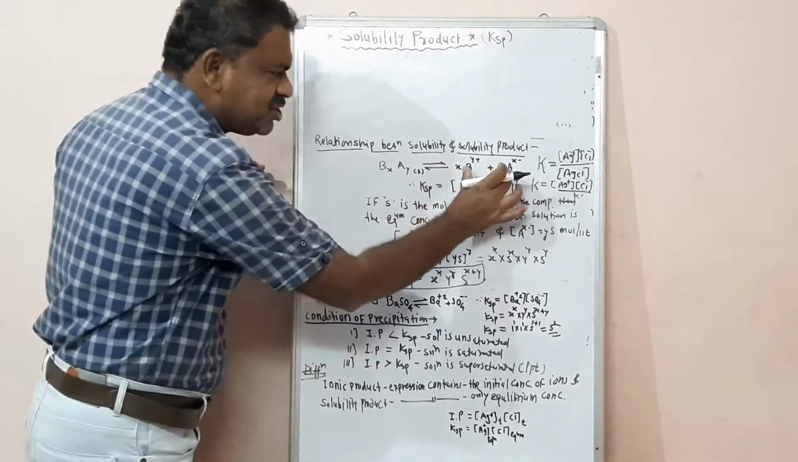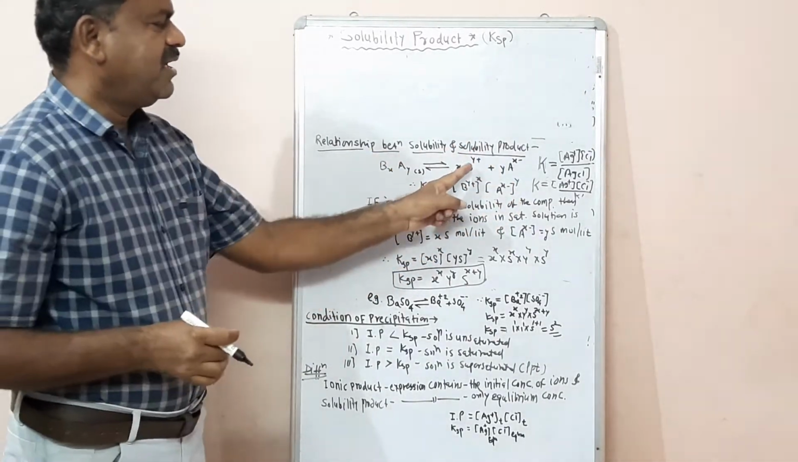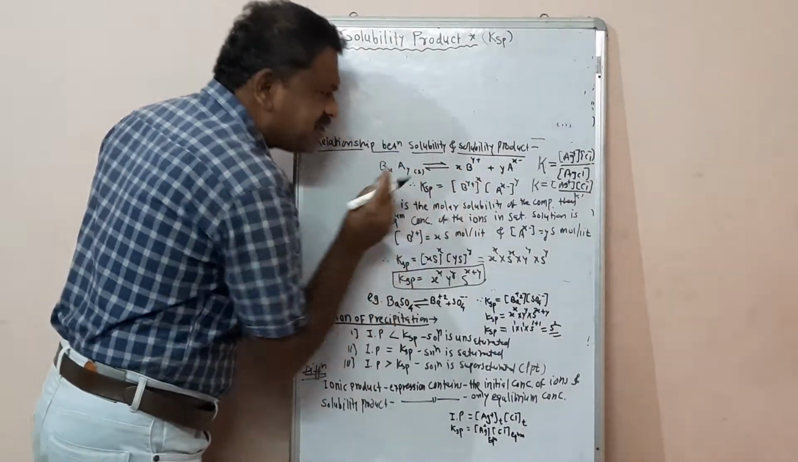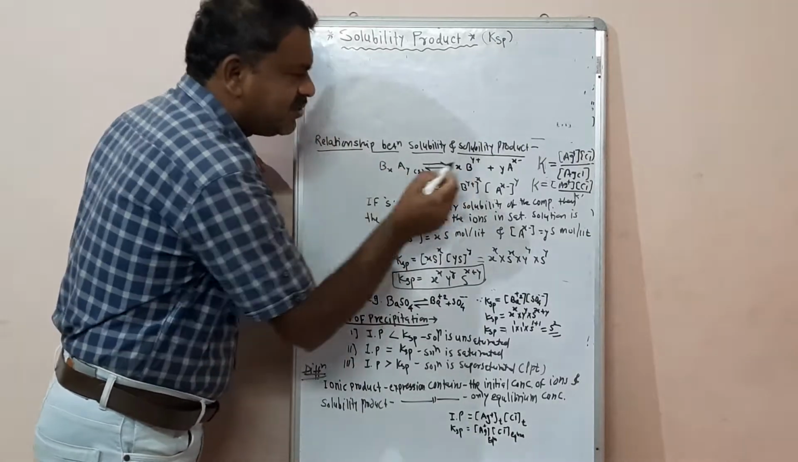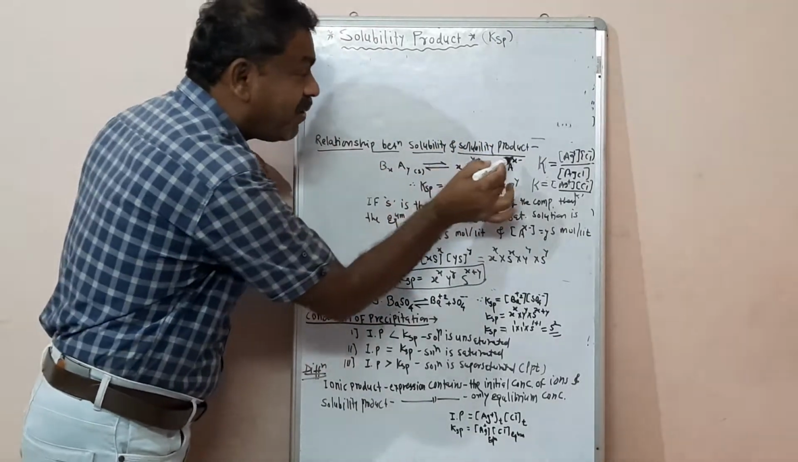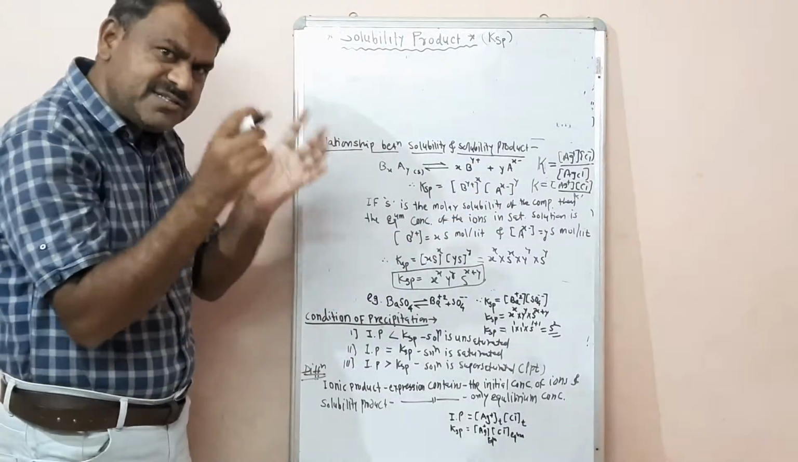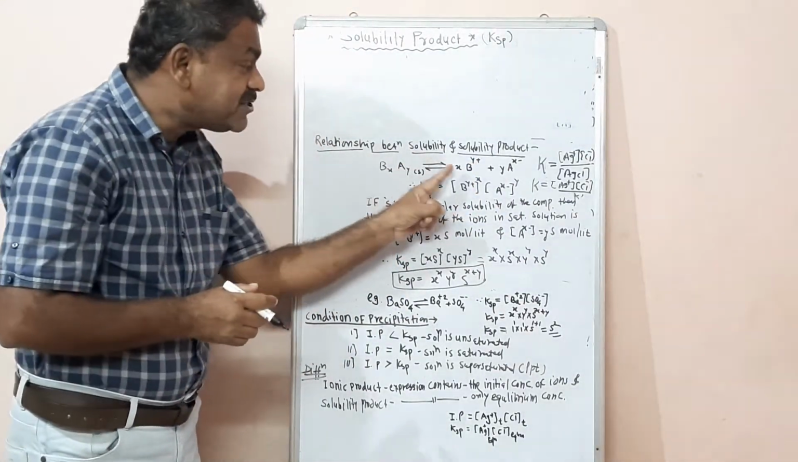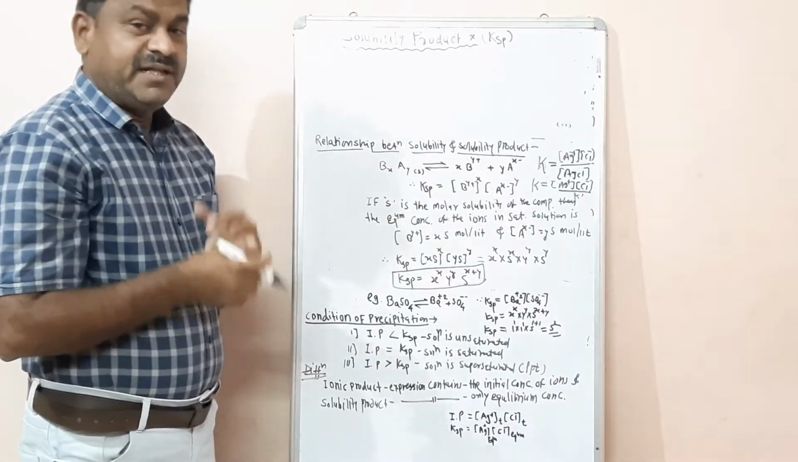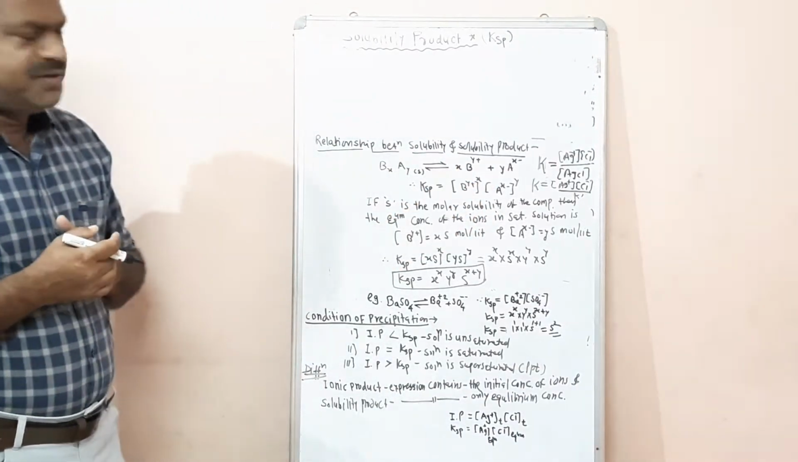The product is this one, B^y+ and A^x-. These are the coefficients, and there are the powers: B^y+ raised to x and A^x- raised to y. These are the powers raised to the molar concentration of this product. That is also the solubility product.